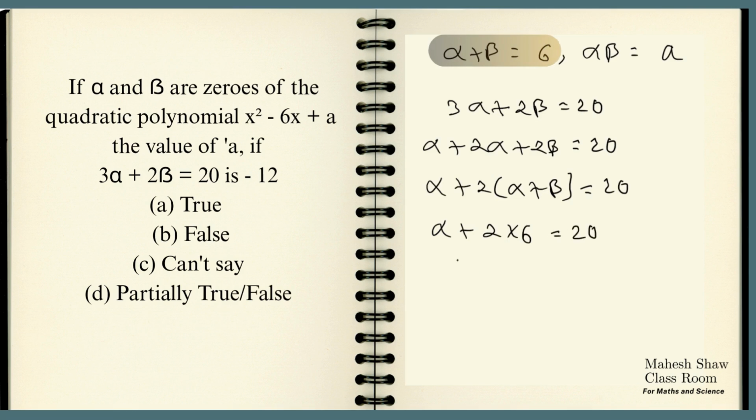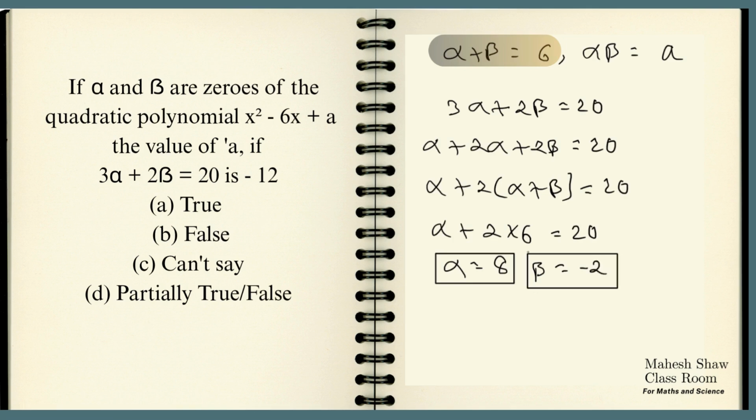That results to give the value of alpha as how much? 20 minus 12, which is how much? 8. So we got the value of alpha as 8 here. Now we know the value of alpha plus beta, so substituting alpha as 8, we can get beta from here, and beta comes out to be 6 minus 8, which is negative 2.